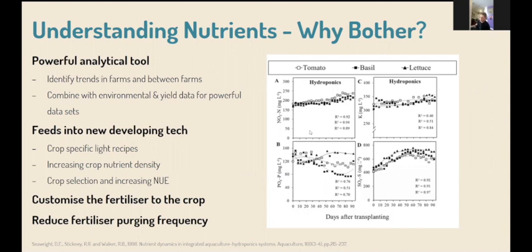And you can do some cool things with crop selection. If you can see on this chart on the right, this is a hydroponic system where they've grown tomato, basil and lettuce, and there's 4 nutrients in there. You can see the conductivity was kept the same. As you can see, just keeping the conductivity the same isn't enough. You're getting quite large swings in certain nutrients.